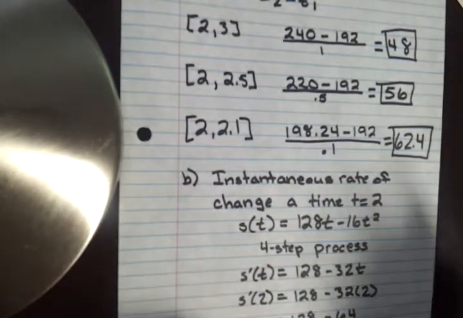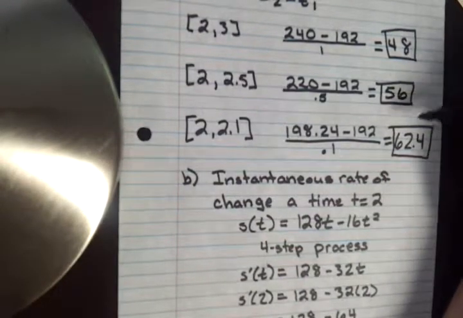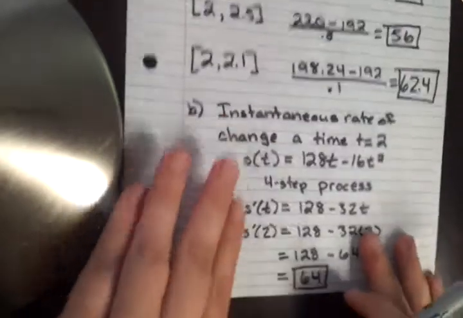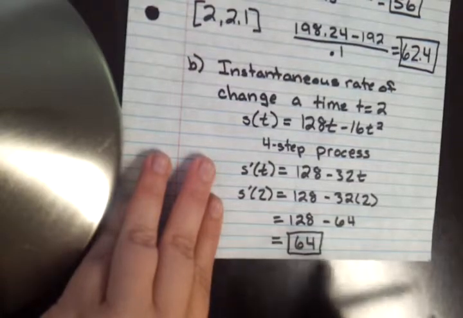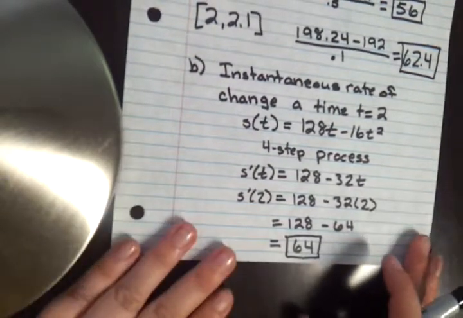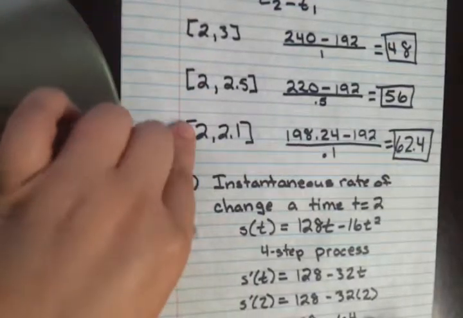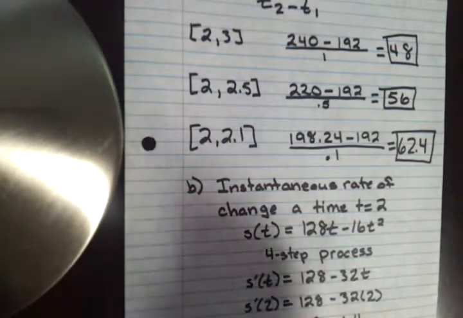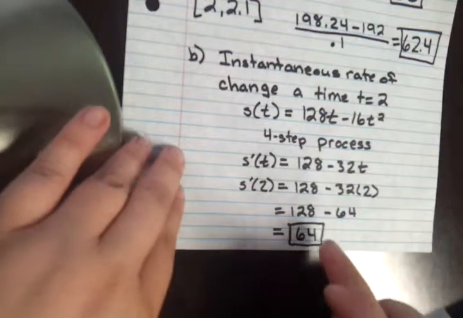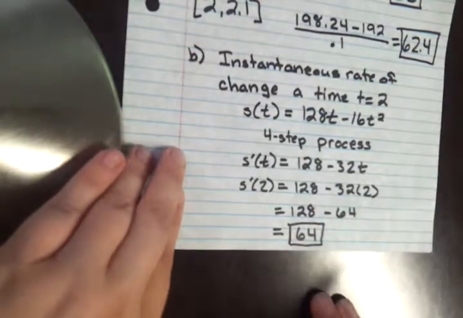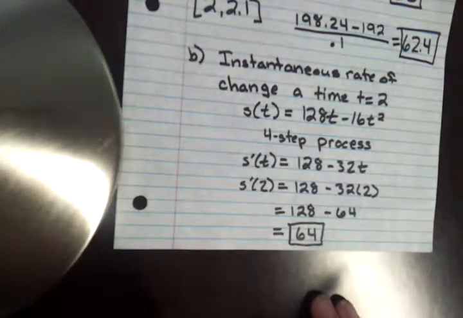And we actually see here now that if you go back to A and look at the numbers, the 48, 56, 62.4, they're all getting closer and closer to the actual answer, which is 64. So that tells us that our guesses were pretty good. When we made the intervals smaller and smaller, our guesses got better, but when we looked at the actual rate of change, when we did the derivative, we got the actual answer that we were looking for.